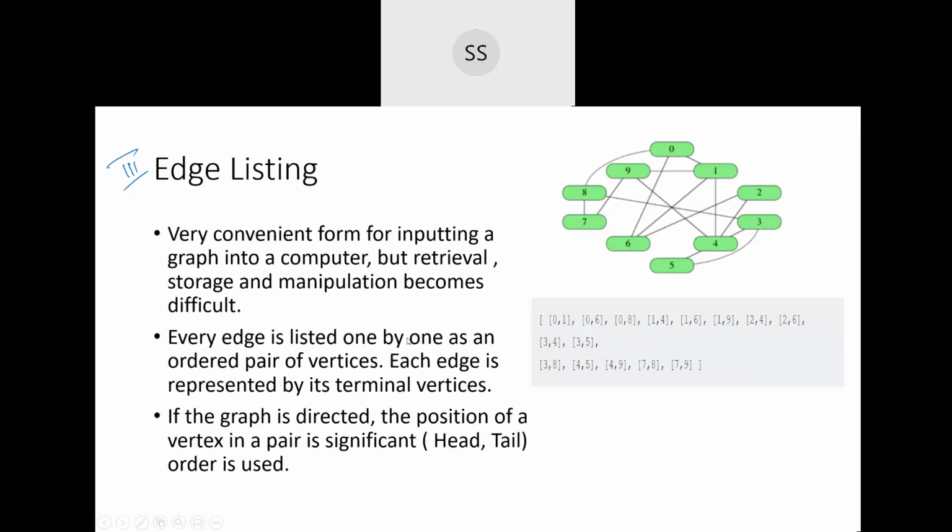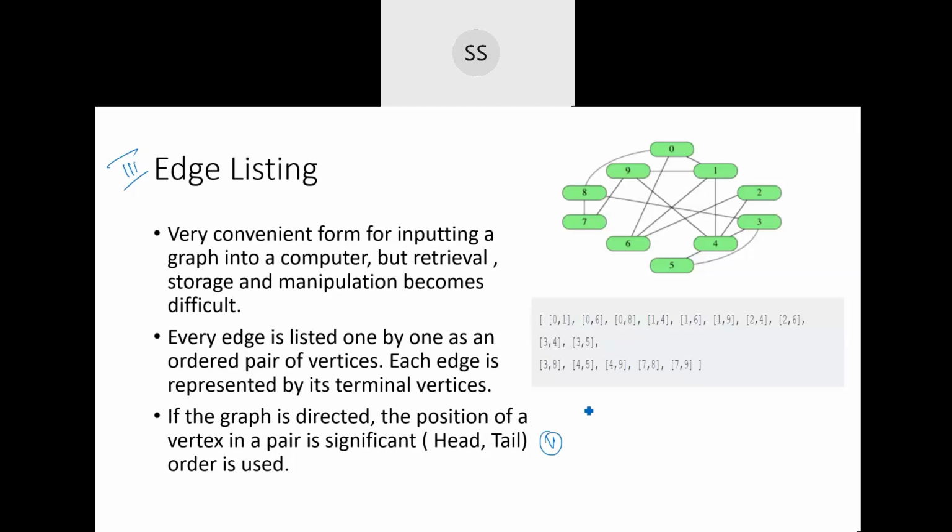Every edge is listed one by one as an ordered pair of vertices. Each edge is represented by its terminal vertices. Now, it is a very big example. First we'll see this big example, or I'll take a small example first.